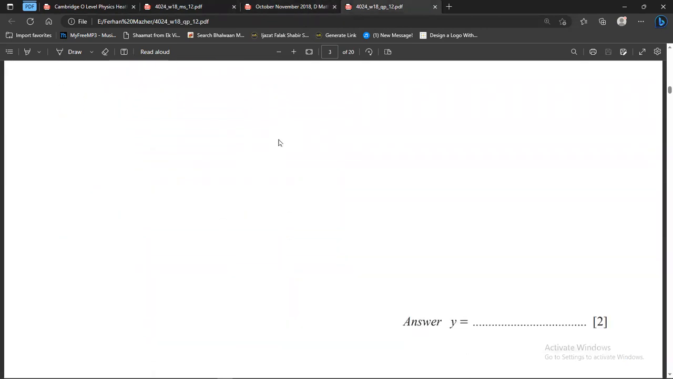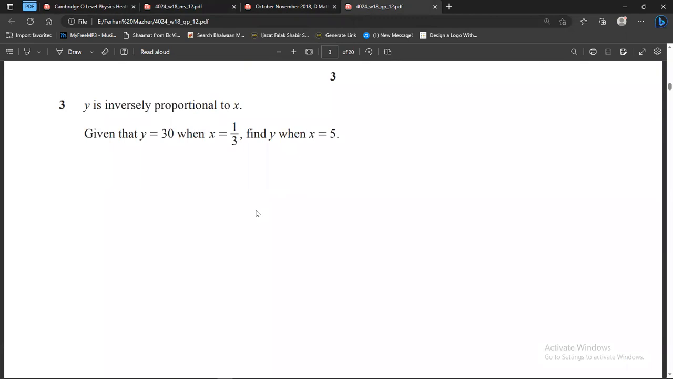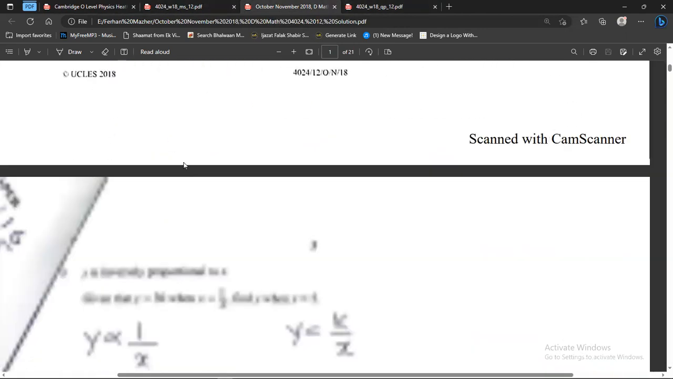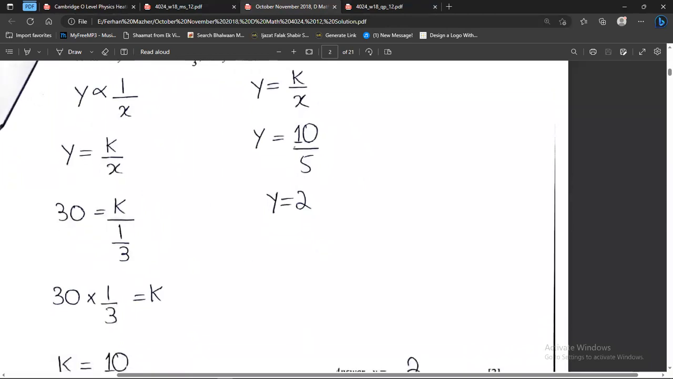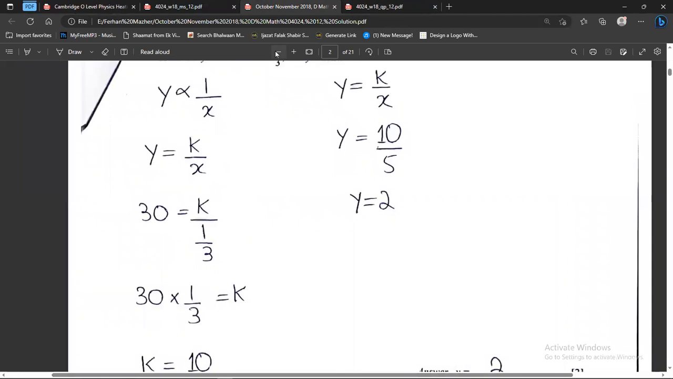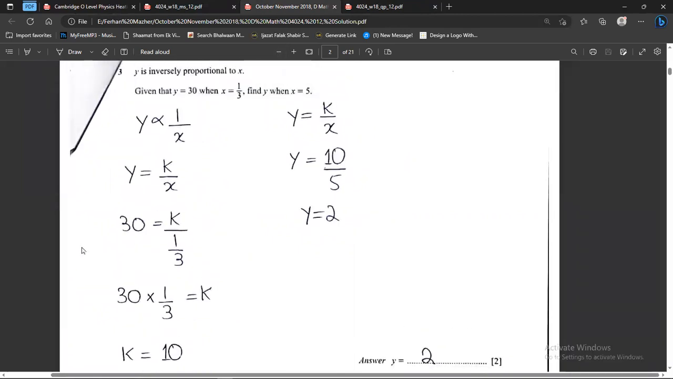The next question coming up on your screen is a 2-mark question. Question number 3. y is inversely proportional to x, given that y is 30 when x is equal to 1 by 3. Find y when x is equal to 5. Okay. So y is proportional to 1 by x. y equals k by x. y is 30, x is 1 by 3. 1 by 3 will go to the other side. It will multiply with the 30. So you will have k equals 10.